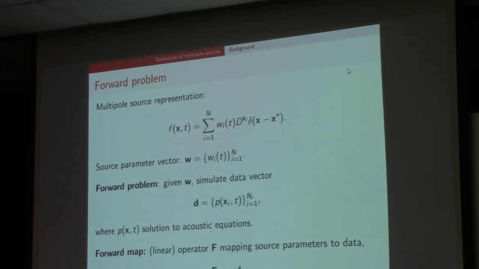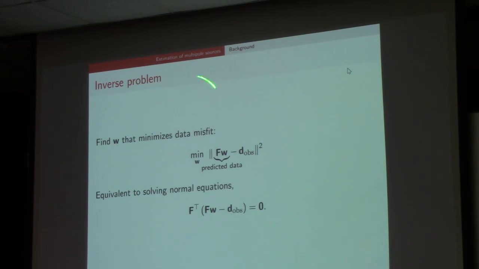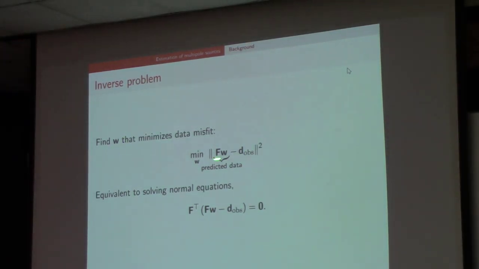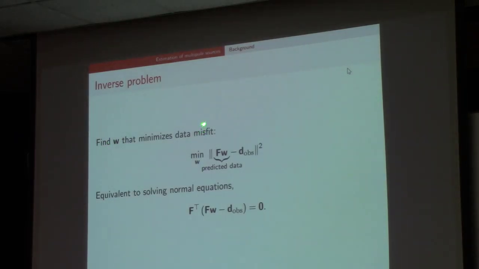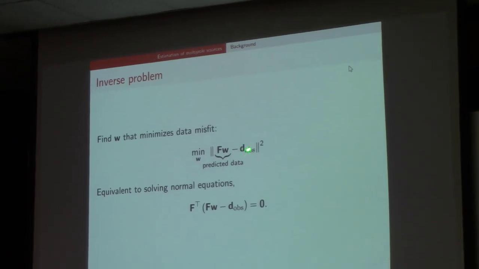F is actually a linear mapping. One could show it's a linear mapping, and in fact it's really nothing more than a convolution, a multi-channel convolution, but a convolution nonetheless. So the inverse problem, we write it as a least squares problem, and so we want to find W that minimizes the data misfit between predicted data and observed data. And so this is a least squares problem where F is linear, and so I could write the solution to this as the solution to these normal equations.